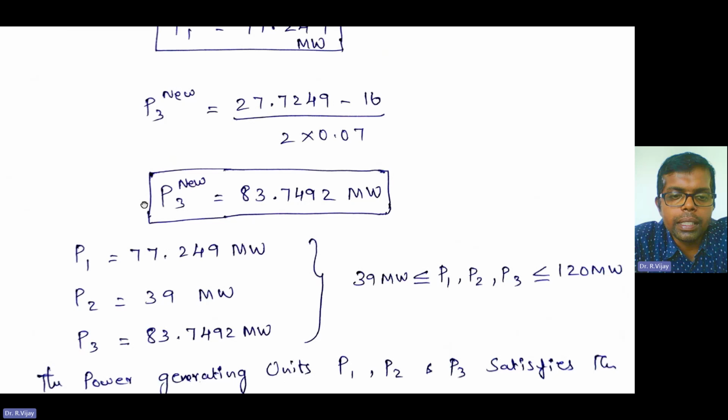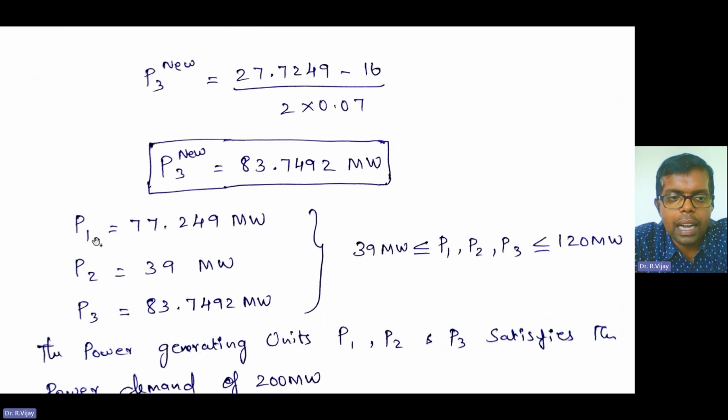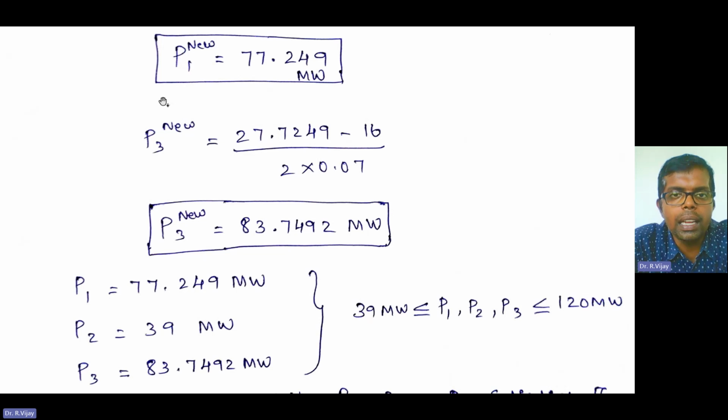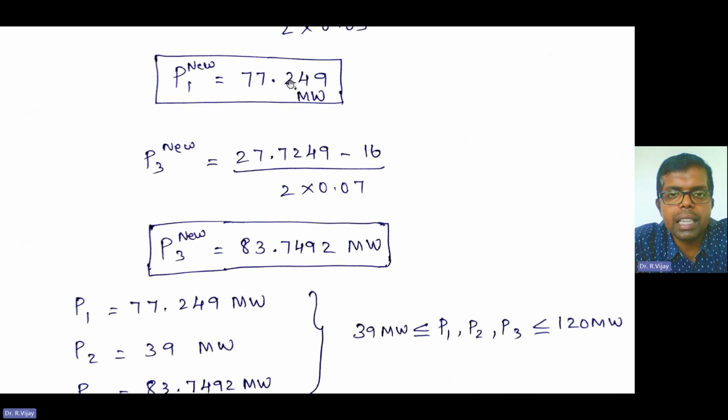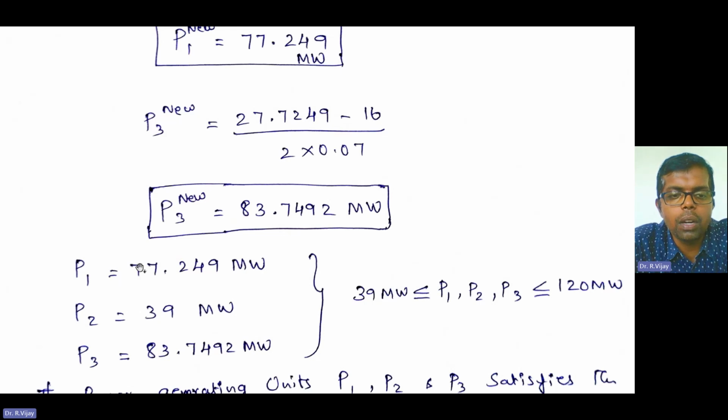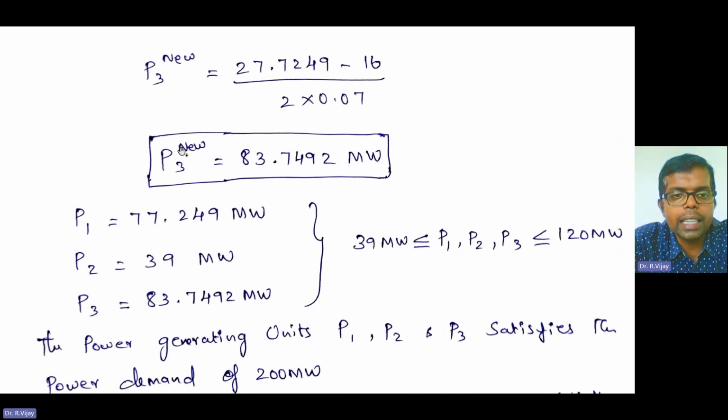So next you need to take out all the values. Whatever values we found out, you need to write them properly like this. P1 is equal to 77.249 megawatt, already we calculated. Next P2 also we already fixed and confirmed, 39 megawatt, that we need to write. Next P3 also we calculated, 83.7492 megawatt. And the minimum and maximum operating limits, that is 39 megawatt less than or equal to P1, P2, P3 less than or equal to 120 megawatt.